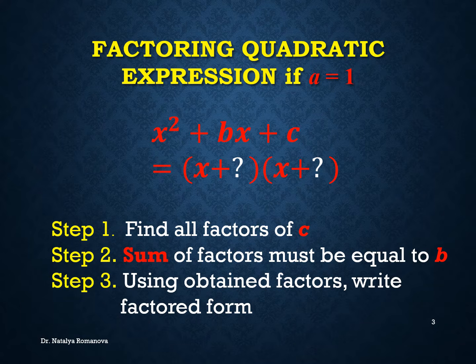Step 1. We have to find all factors of coefficient c. After that, we take the couple whose factors sum equals b, coefficient b. After using our factors, we will write the factored form.